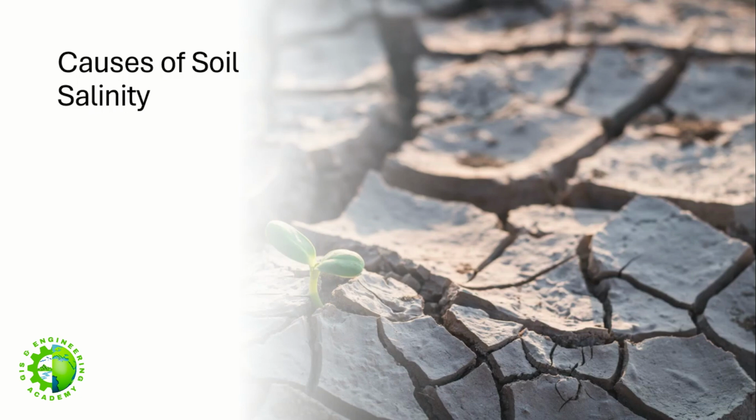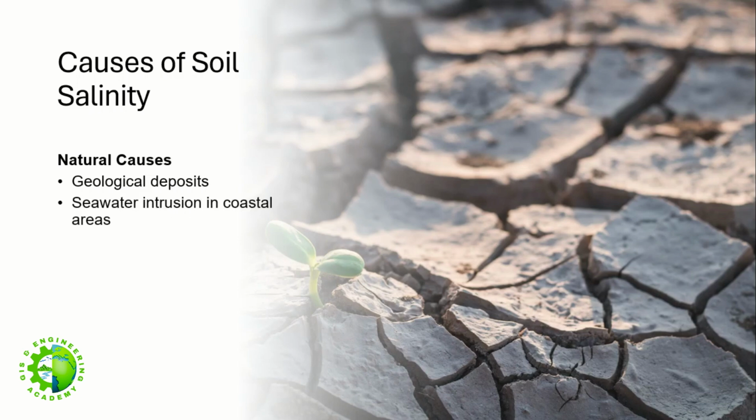Moving on, let's explore the main causes of soil salinity, which are categorized into natural and human-induced factors. Naturally, soil salinity can occur from the presence of geological salt deposits, which dissolve and accumulate in the soil over time. Additionally, in coastal areas, seawater intrusion, especially during storm surges, or in regions with overdrawn groundwater, can significantly increase soil salinity. On the human side, the causes are often linked to agricultural practices.